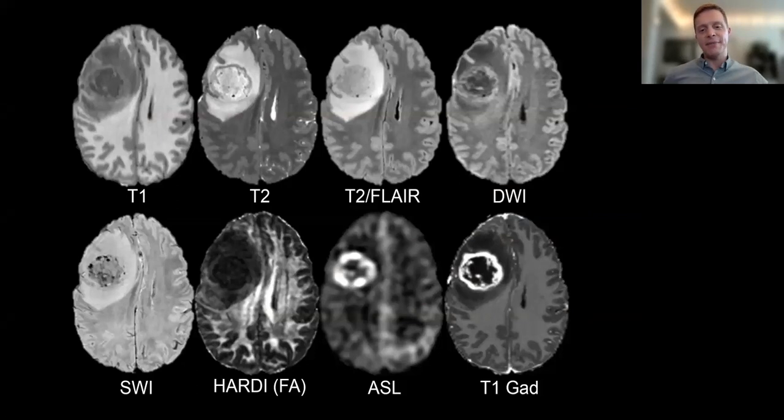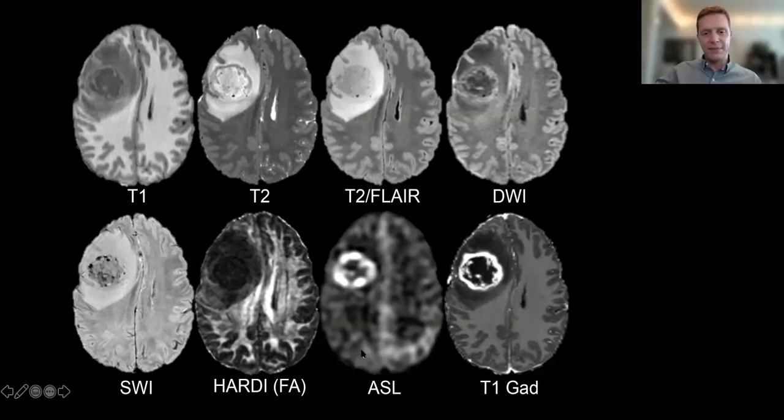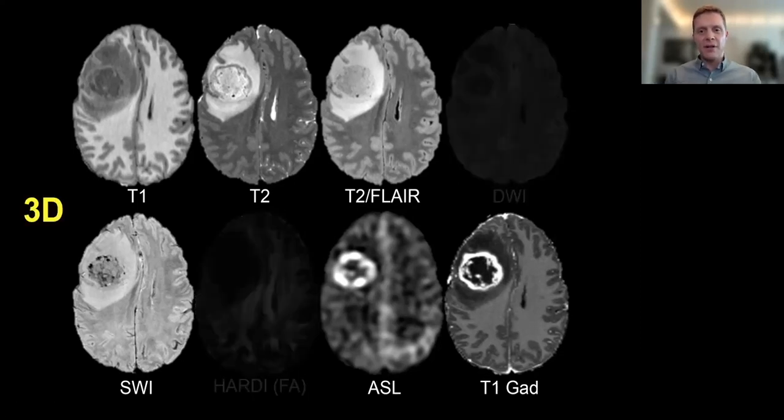And all these patients were imaged with the same standardized preoperative brain MRI protocol that includes these eight sequences that you're seeing here: a T1 pre-contrast, T2, T2 FLAIR, diffusion, susceptibility, a 55 direction HARDI DTI, arterial spin labeling, and then of course post-contrast imaging. And for our brain tumor protocol, actually most of these sequences are 3D with the exception of the diffusion sequences. All these other highlighted sequences are in 3D.